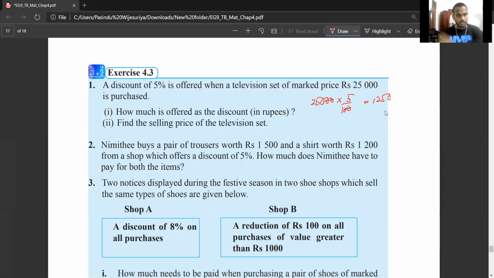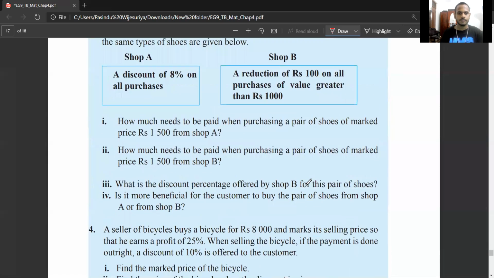මේක තමයි මේ පොතේ. Find the selling price of the television set. 25,000 minus 1,250 equals 23,750. So that is that.